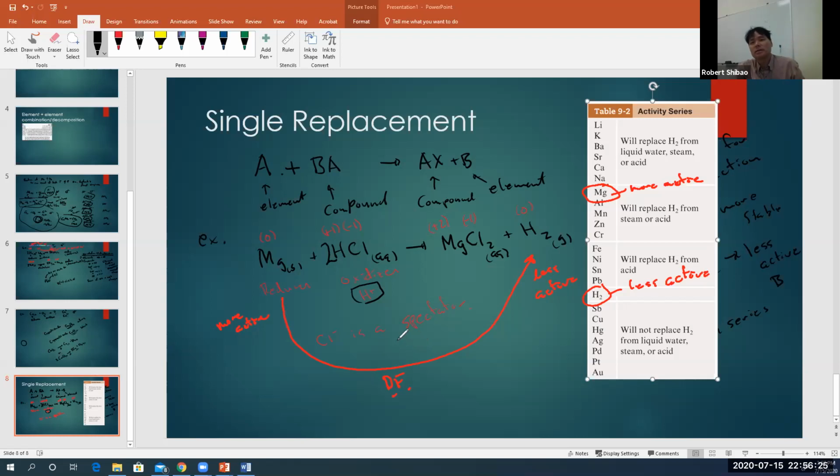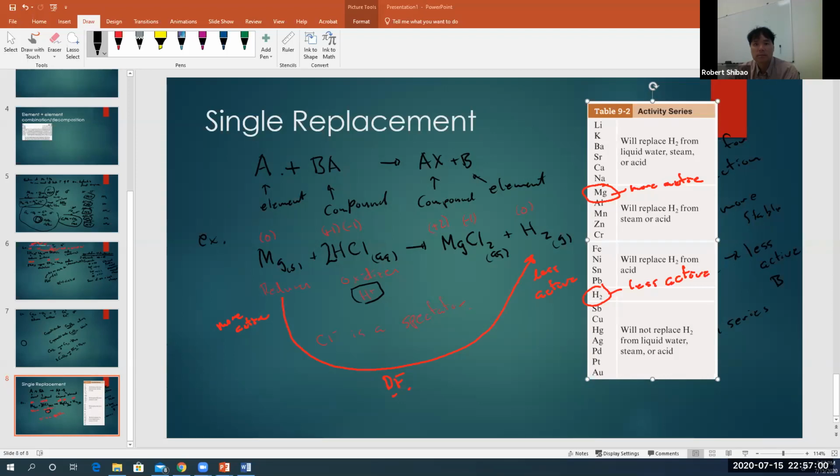Now, if we have the opposite scenario, going from less active to more active, then we say that there's no driving force. If there's no driving force, we expect no reaction to occur. So we will be using the activity series here for that. What we're going to do is get some standard practice with this first, and then we will dig deeper into it next.